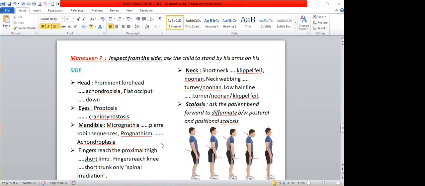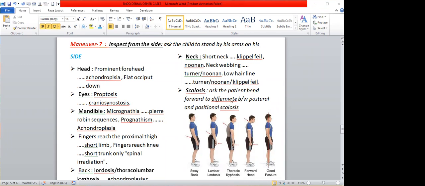In the neck, again in the side view, there may be a short neck like in Noonan and Turner also. Low posterior hairline, again Noonan and Turner. These are the clinical features. Scoliosis: if scoliosis is present, we need to ask the patient to bend down or touch the floor. We can observe whether it is disappearing or not. If it is disappearing, it is positional, otherwise structural.